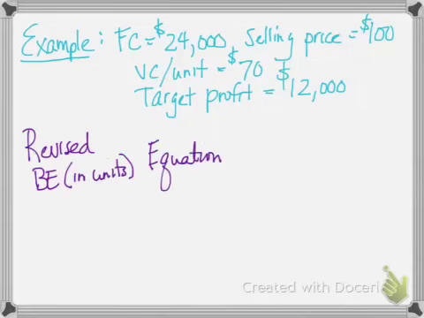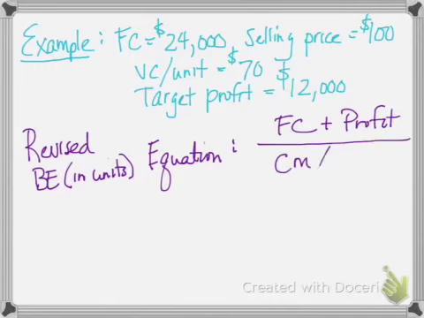Well, we can revise the break-even in units equation, and instead of just having fixed costs in the numerator, we add profit to it as if it was just another fixed cost we wanted to cover. So it's fixed cost plus profit divided by the contribution margin per unit.